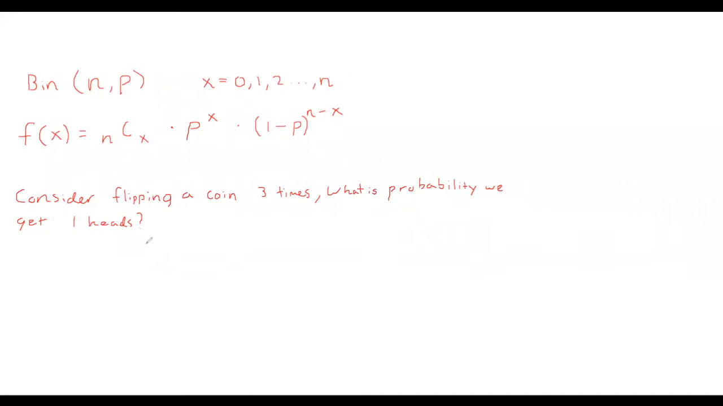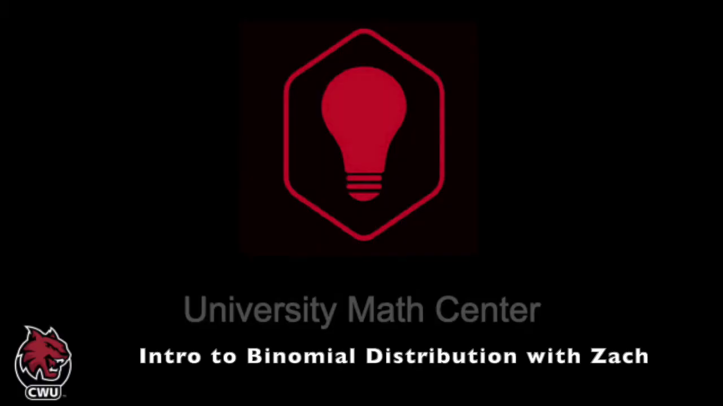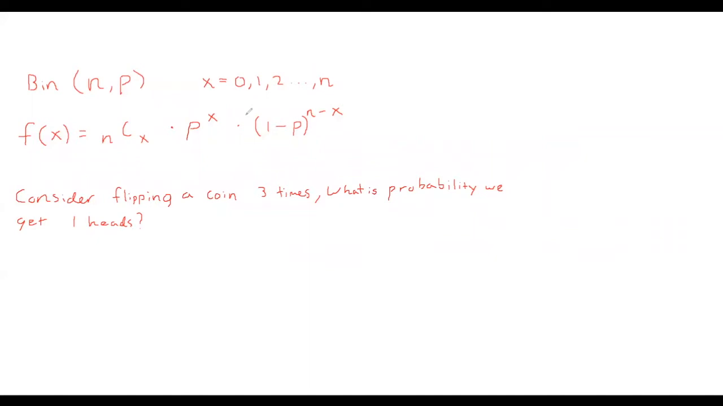Hey guys, so today I'm going to be talking to you about the binomial distribution. The binomial distribution falls underneath the category of discrete distributions. And all that means is that the values that the random variable can take inside of the distribution itself are positive integers and 0.